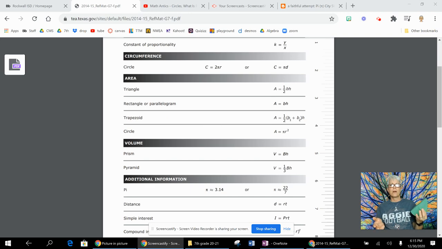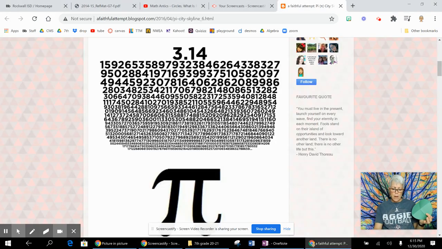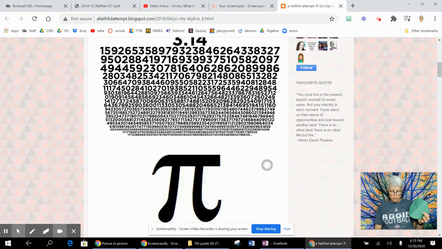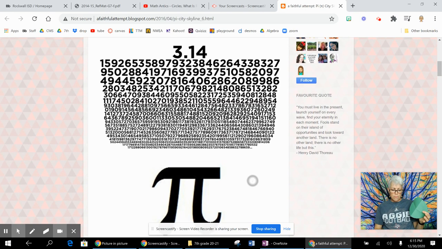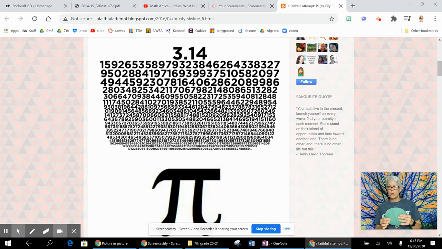But what about that funny squiggly thing? That squiggly thing called pi. Pi is an irrational number, which means it's a number that goes on and on and on forever and it never ends. But it represents a ratio. And here's what the ratio is.